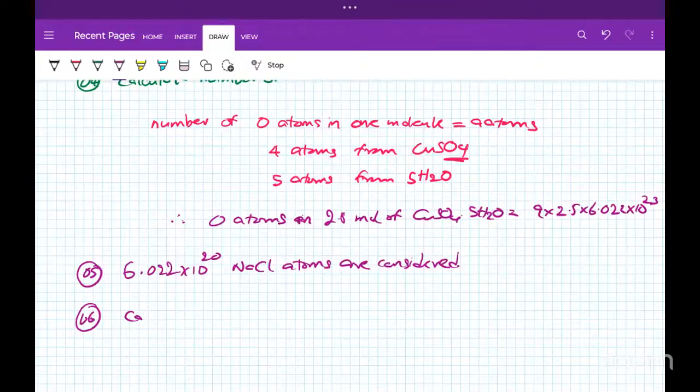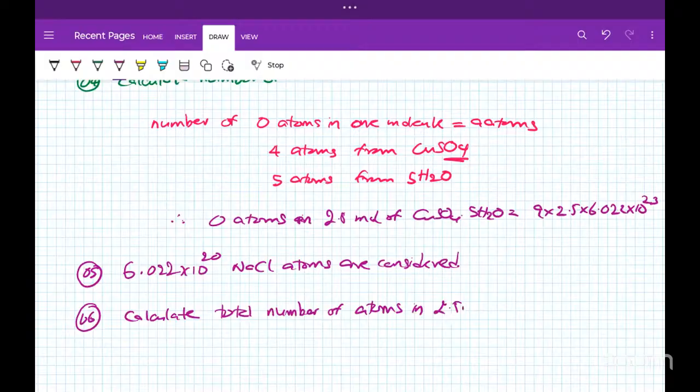Next question. Calculate total number of atoms in 2.5 moles of H2SO4. It is asking about atoms, right?